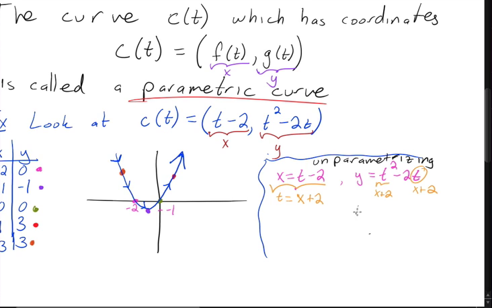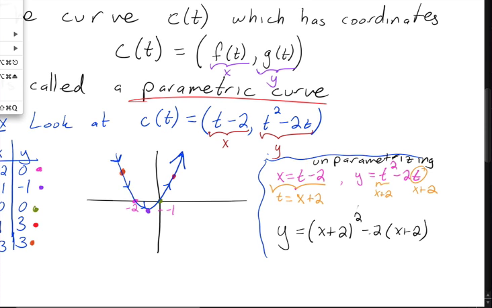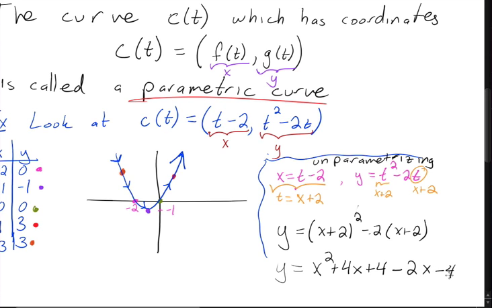So I have that y is equal to t squared minus 2t, so x plus 2 squared minus 2 times x plus 2. If I square this, what would I get? x squared plus 4x plus 4, and then minus 2x minus 4. So I get that y is equal to x squared plus 2x.